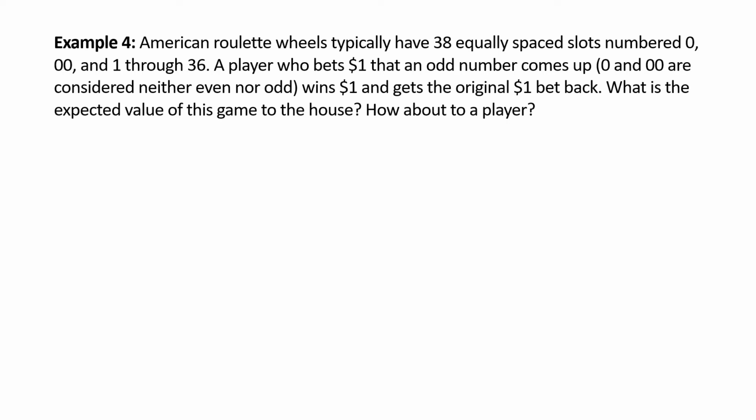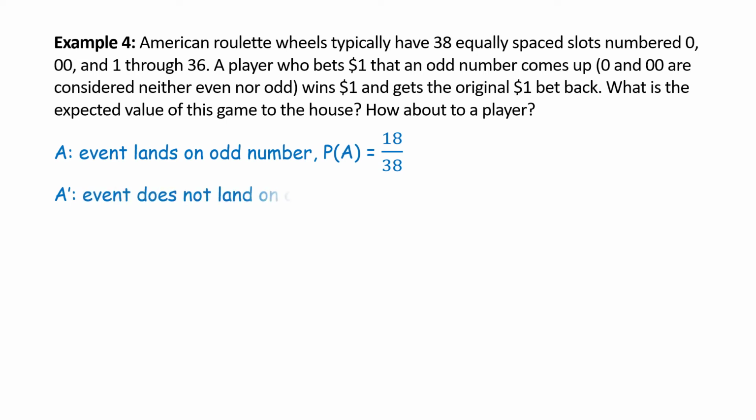Let's identify events first. I'm going to let A be the event that it lands on an odd number. Let's think about that. They're numbered 1 through 36, and half of them are odd, so we've got 18. However, there are 38 equally spaced slots, so the probability that it lands on an odd is 18 out of 38. The complement of it landing on an odd number is that it does not land on an odd number. So the probability of that complement is going to be 20 out of 38. We have enough information to construct our expected value table.